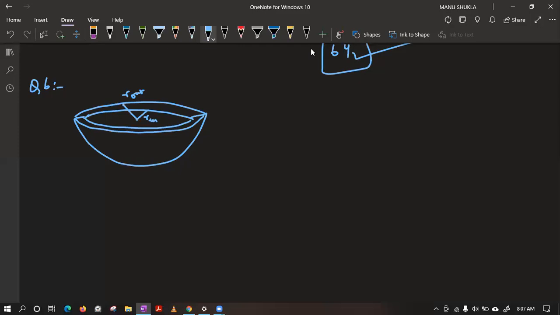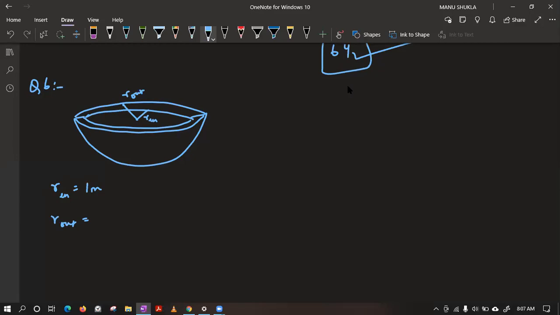Class, before that, let me read further. The inner radius is 1 meter, so you can say R in is equal to 1 meter. Then they are saying that it is how much thick? 1 centimeter. So class, tell me what is R out? If R in is 1 meter and the thickness of iron is 1 centimeter, we can say R out is 1 meter plus 1 centimeter.